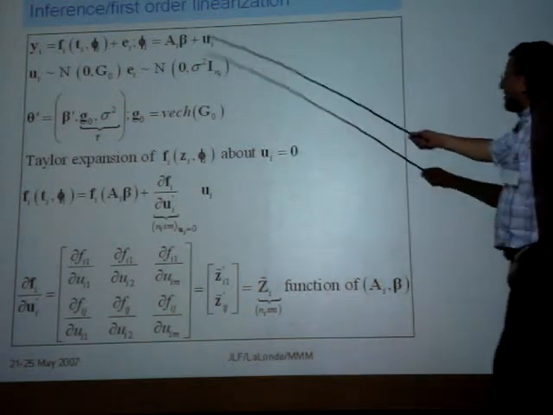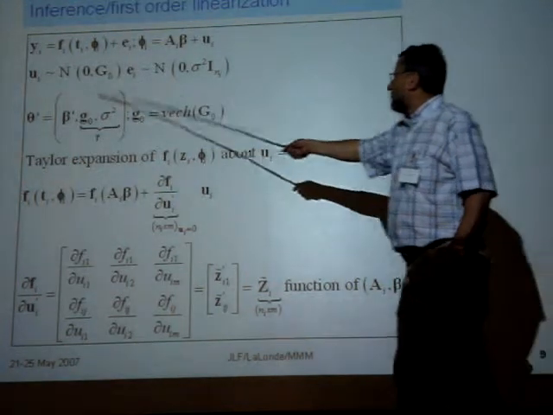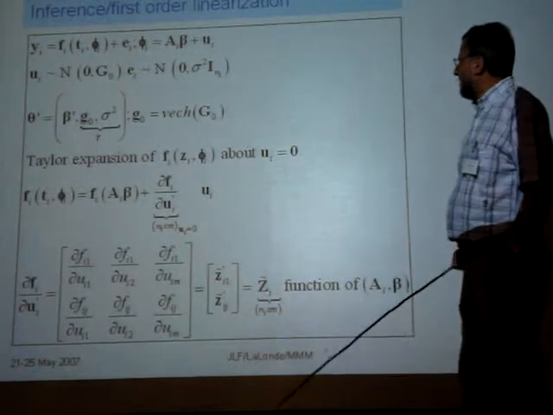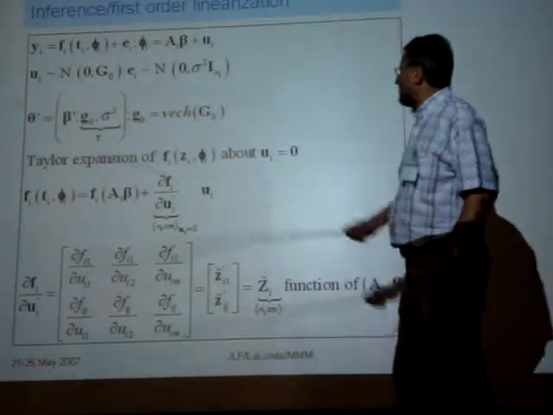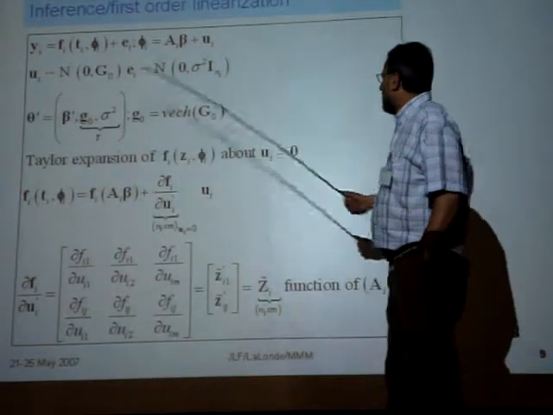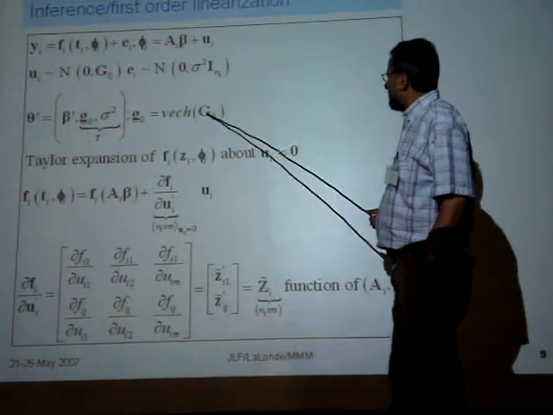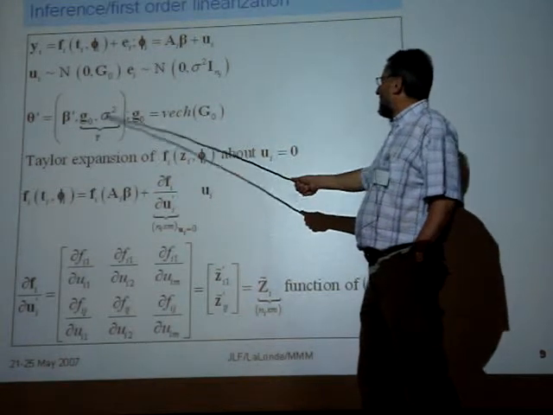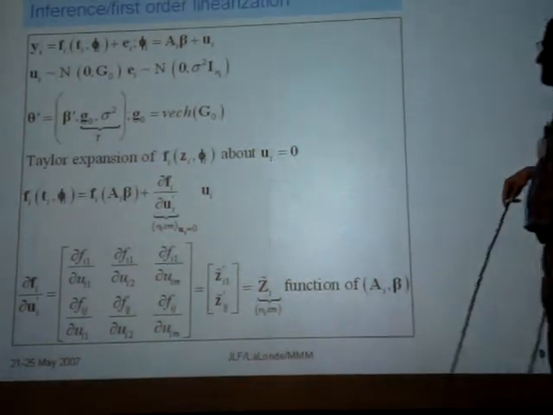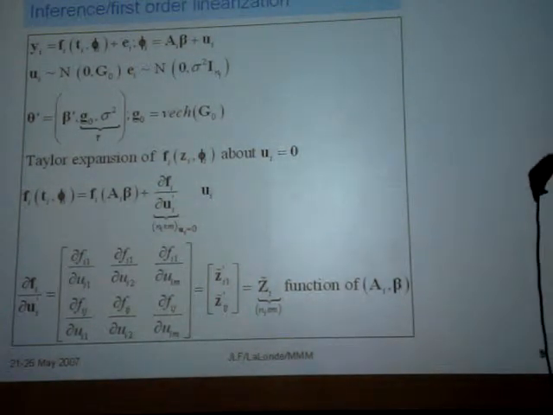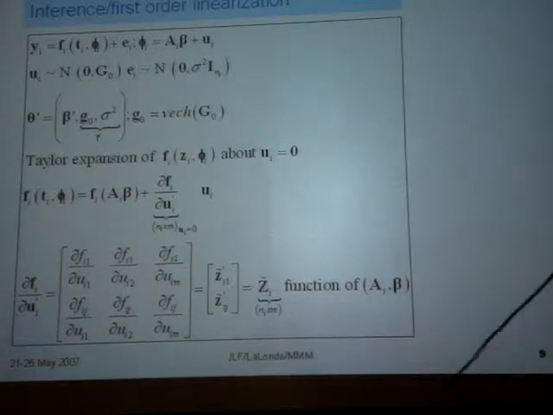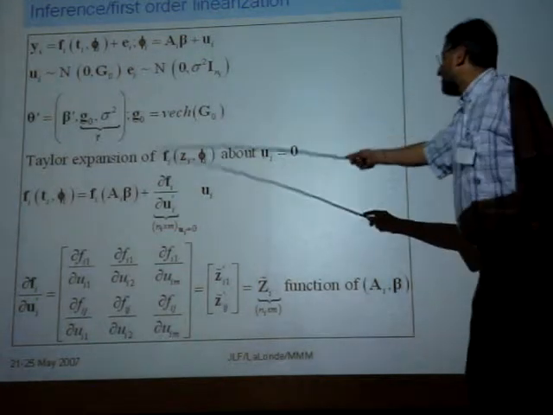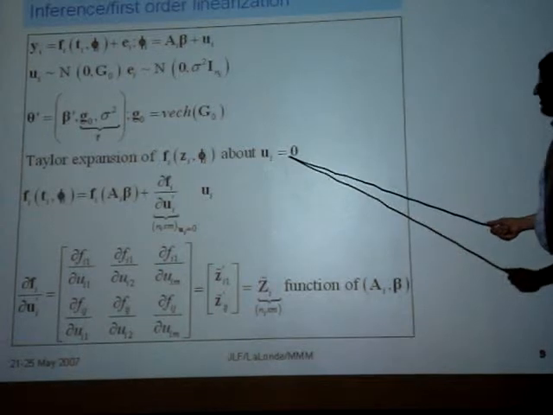So the notation, as before, we'll put all the parameters in this theta vector. So we have the fixed effects, we have the components of the variance covariance G0, and we have the residual variance. So what we are going to do, we are going to make a Taylor expansion of this function around ui equals 0.